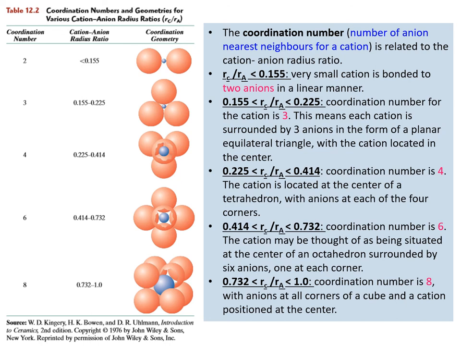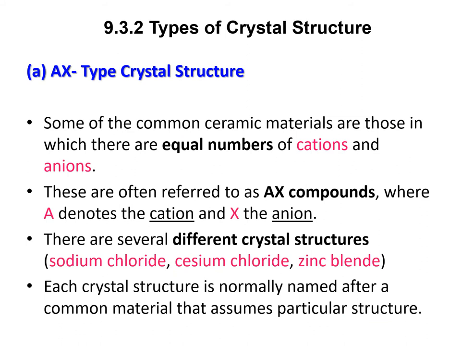In table 12.2, several coordination numbers, cation-anion radius ratios, and coordination geometries are listed for your reference. Now we look at the different types of ceramic crystal structure. The first one is what we call AX type crystal structure. Some of the common ceramic materials are those in which there are equal numbers of cations, A, and anions, X. These are often referred to as AX compounds, where A denotes the cation and X is the anion.